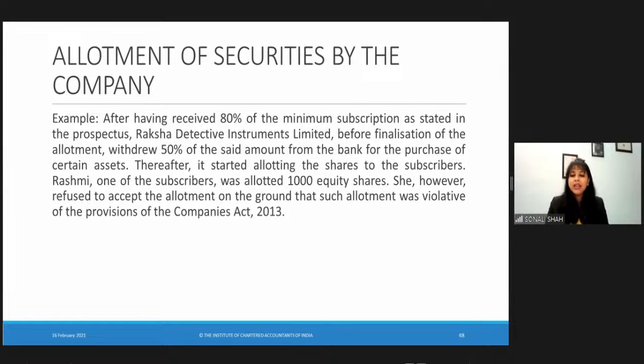So if the company has received the money and subscription for 90% of the shares, only then the company can proceed with the allotment of securities. If not, they will have to refund or return the money that was received by the company. That amount will have to be returned to the people from whom that money was received. So this is what the note says.